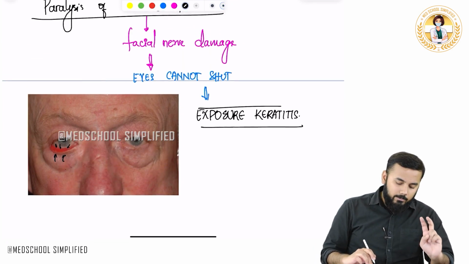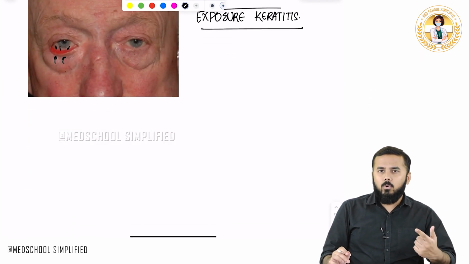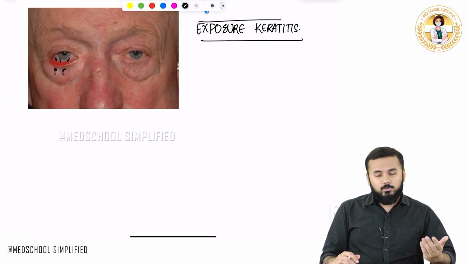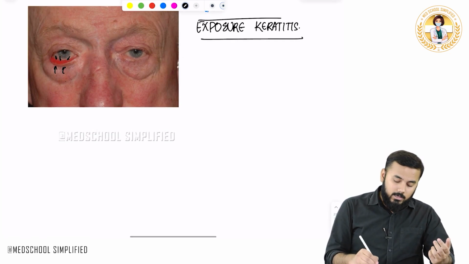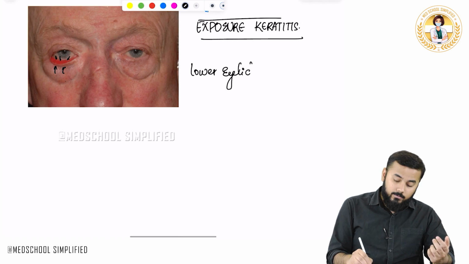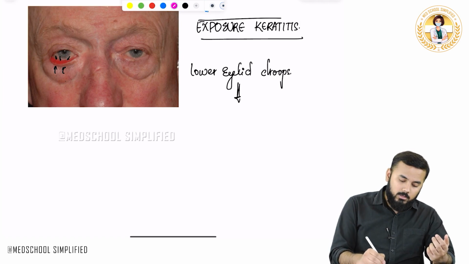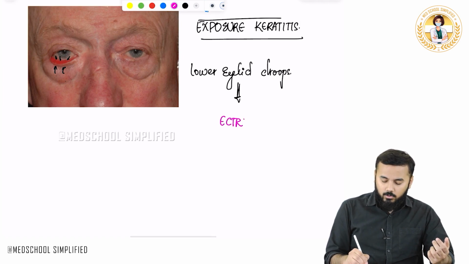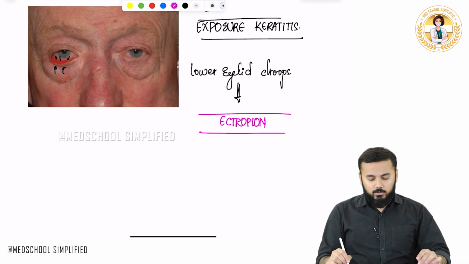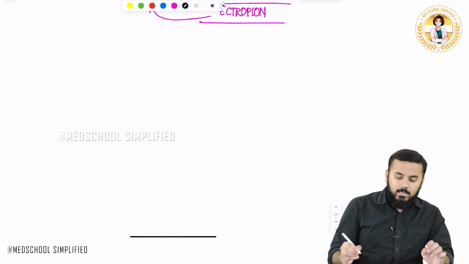Okay. So there can be two things associated with facial nerve damage. One is that the entire eyeball cannot close, right? You cannot close your eyes. That is called exposure keratitis. And the second important thing is that the patient will specifically have lower eyelid drooping. So when the lower eyelid droops down, this would lead to a condition called ectropion. So this condition over here is your ectropion. Okay, right.